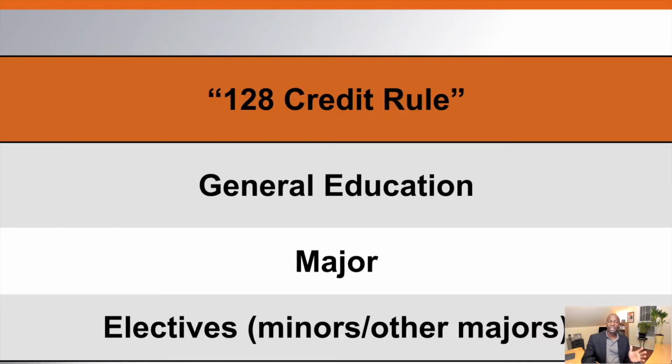The 128 credit rule is fulfilled by courses you take in general education, your major, and your electives. And you will see that your electives are where you take your minors, courses for other majors. Some of you will triple major, double major, have a minor or 2, or courses that fulfill neither general education or major requirements, but that you're interested in, that you just want to take. All of those courses count as electives.